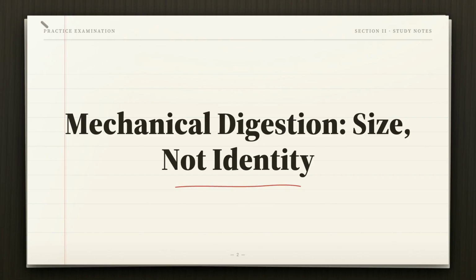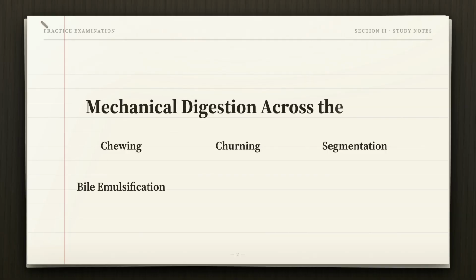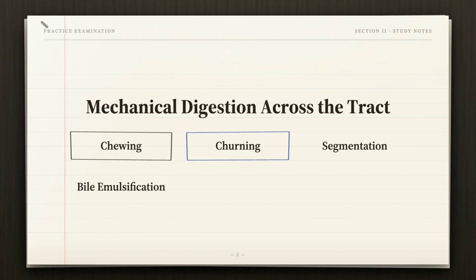Pancreatic lipase can only act where water meets fat. So breaking one large fat globule into thousands of tiny droplets multiplies the accessible surface area without breaking a single chemical bond. That same surface area principle drives every mechanical process along the tract: chewing in the mouth, churning in the stomach, segmentation in the small intestine, and emulsification by bile salts. Each one physically breaks food apart without changing a single molecule's identity.